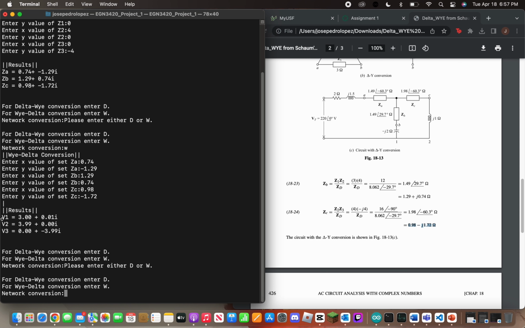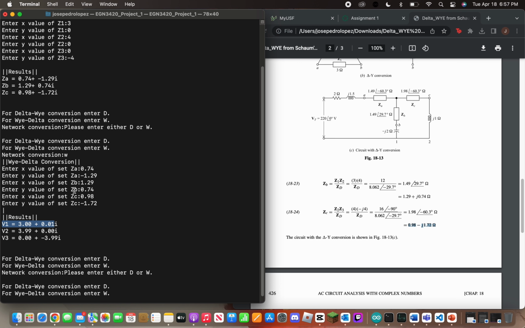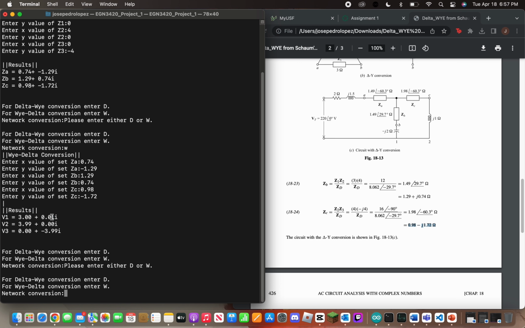As you can see, the value of Z1 that was given to us was 3 right here, and it will be 3 plus 0i. And then for Z2 we put 4, so it'll be 3.99, which is rounded to 4, plus 0i again. And the last part was negative 4i, which was right here after we round this up. And this is my project for you.